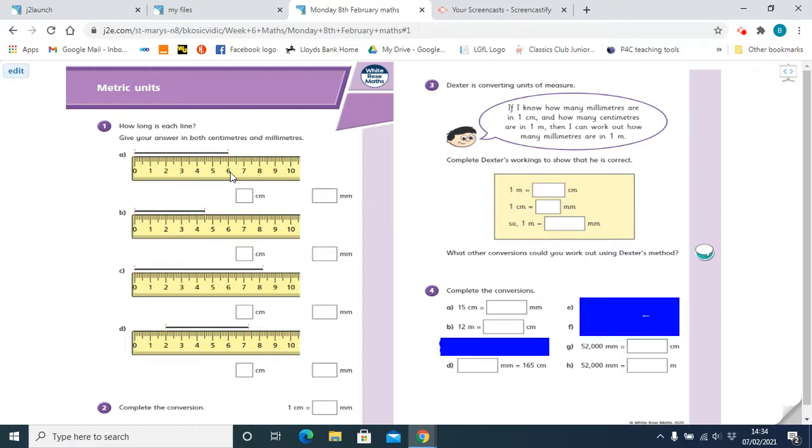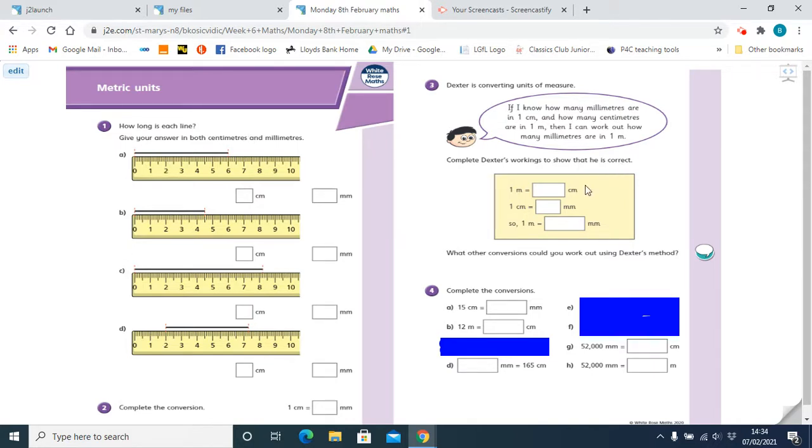If you said I'm going to multiply 6 by 10 because I know that there are 10 millimeters in 1 centimeter, and therefore I'm going to get 60 millimeters as my answer, then you are correct. Please use this conversion, 1 centimeter equals 10 millimeters, in order to work out the rest of the questions.